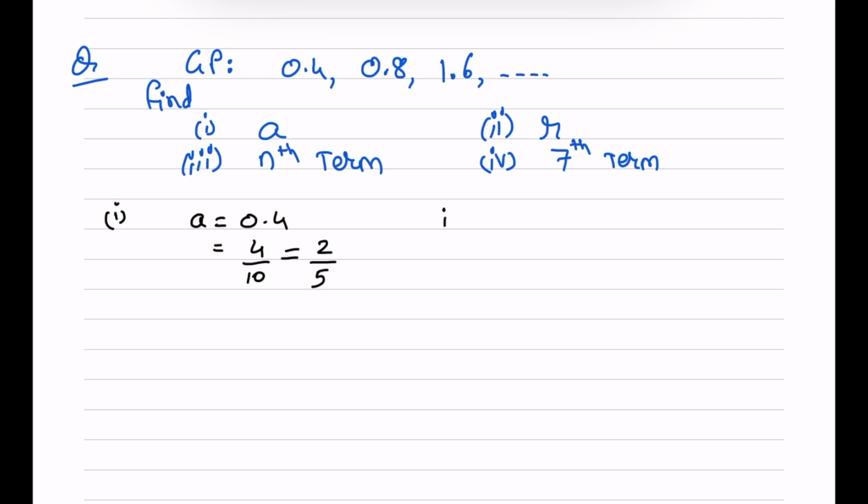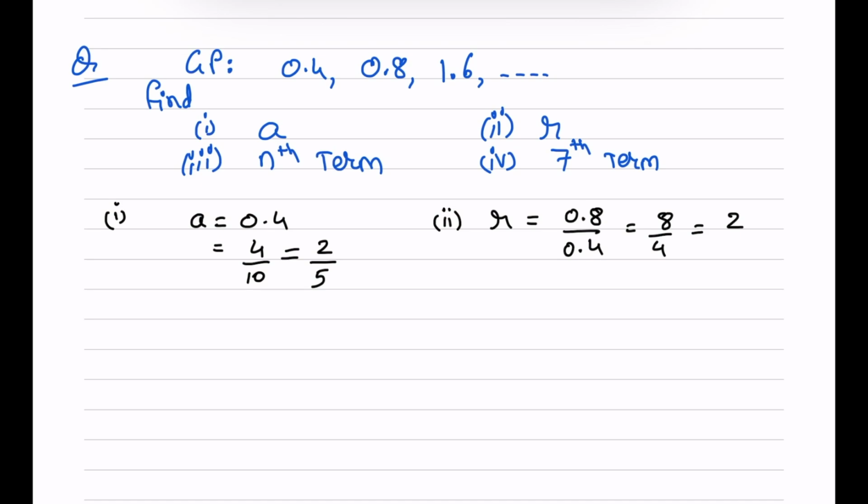The common ratio is 0.8 divided by 0.4. Multiplying both the numerator and denominator by 10, we get 8 upon 4, which is equal to 2. Now we know that the first term is 2 by 5 and the common ratio is 2.